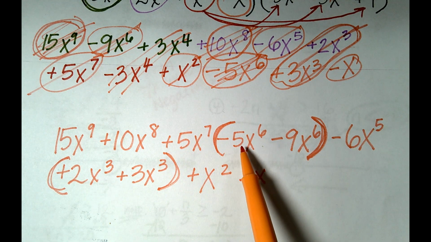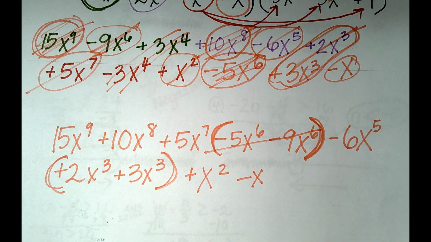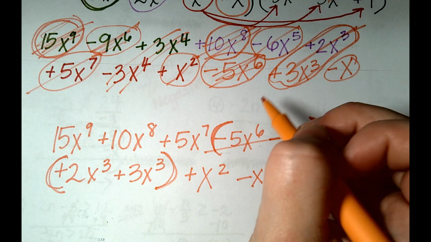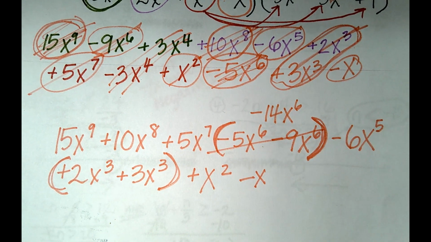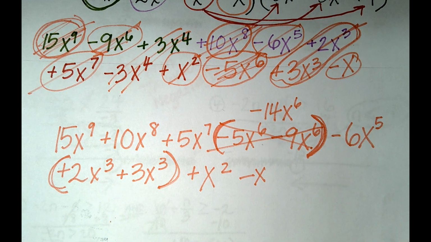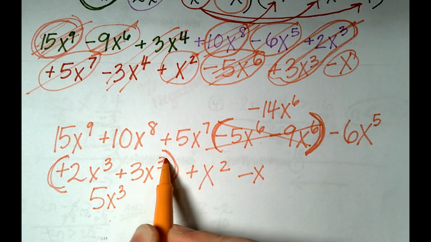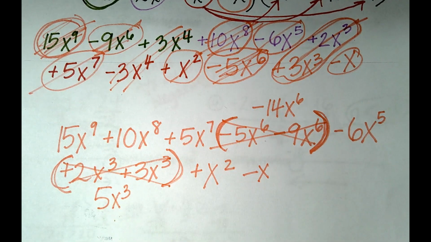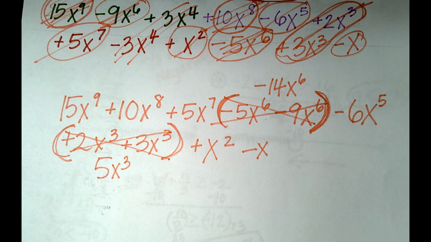What's negative 5 minus 9? Negative 14. Good. Negative 14x to the 6th power. 2 plus 3, 5x to the 3rd power. Okay, this is a good enough answer. You could leave it like this. Or if you want to be a little bit nicer and neater, we could rewrite it.